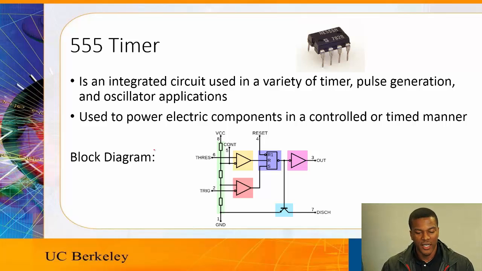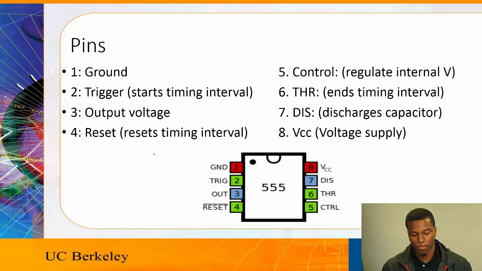So again, as we mentioned, the 555 timer is an analog circuit. It's an integrated circuit that is used in a variety of timer, pulse generation, and oscillator applications. It's used to power electronic components and to control them in a timed manner. This IC can be bought in nearly any electronic store or even online very cheaply. So I suggest if you want to build some electronics at home that you start with this IC.